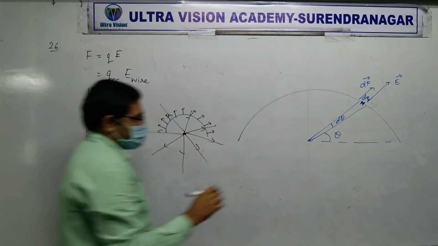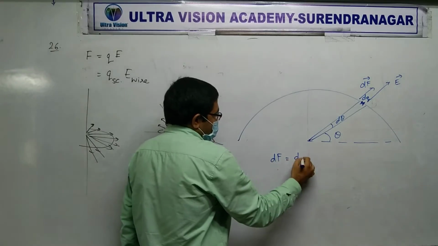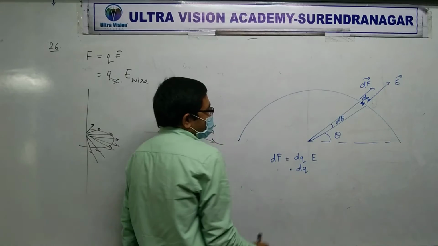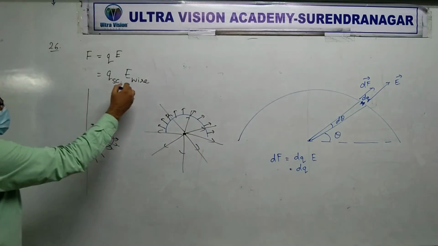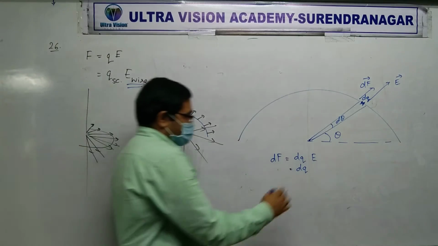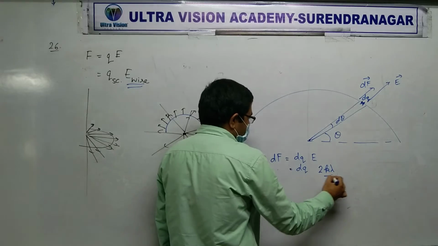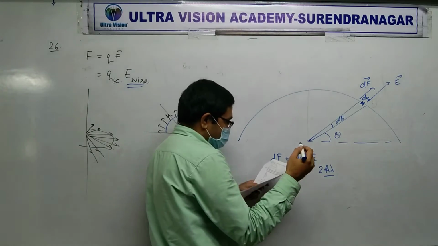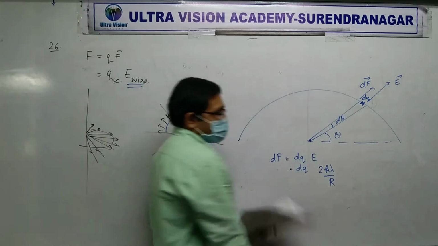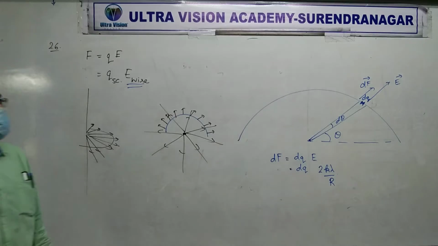So let's find out how much will be that force. df will be equal to, in magnitude, dq into E. Okay, dq into electric field. Who created the electric field? The wire created the electric field. Long straight wire. Electric field created by a long straight wire is k lambda by r. r is the linear distance. Clear or not clear? Yes, that is clear.